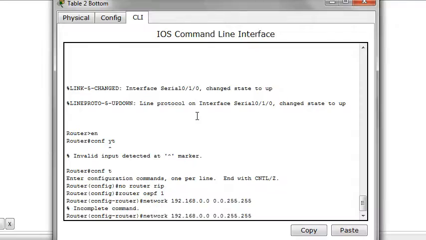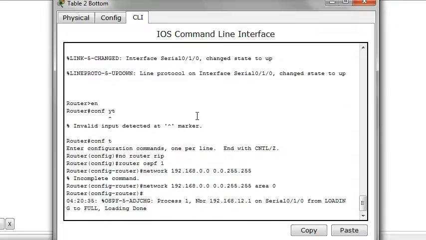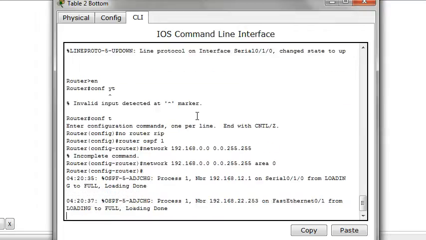Oh, incomplete command. Thank you, router. So there we go. Now my routers are configured for OSPF. You see these messages getting printed to the console. Process number 1, neighbor, gives you the IP address and the interface, loading to full.